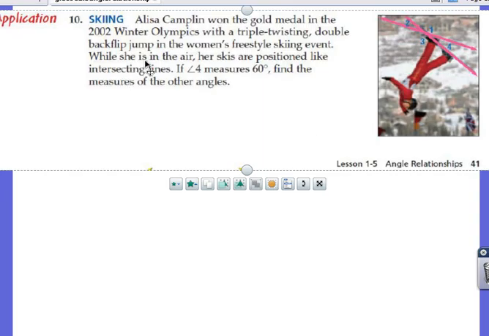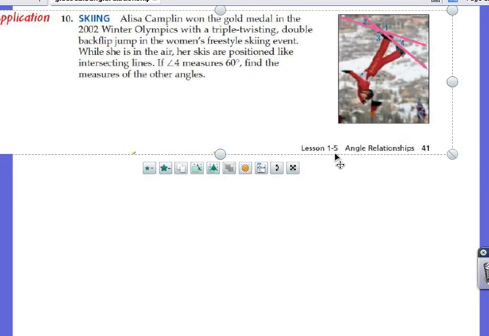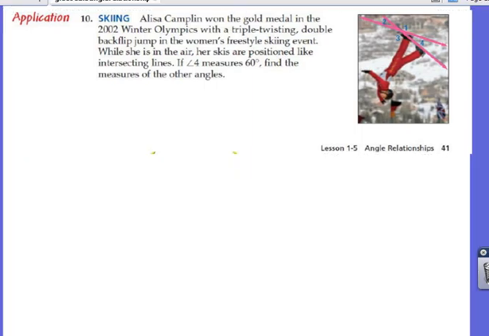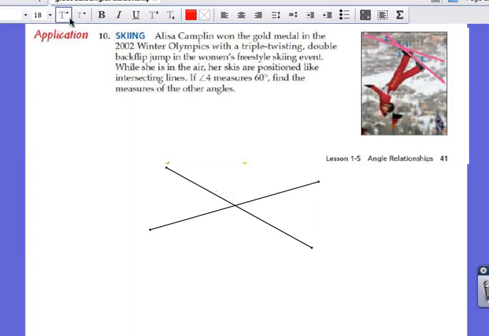All right, while she is in the air, her skis are positioned like intersecting lines, which is true. Or let's say segments, technically, because they do stop at two endpoints. If angle 4 measures 60, find the measures of the other angles. So what I would do here is draw my little model really quickly. Just draw a little model here. All right, and let's number them. Let's pick a font. Maybe 18 is fine. I'll leave the color red, doesn't really matter.